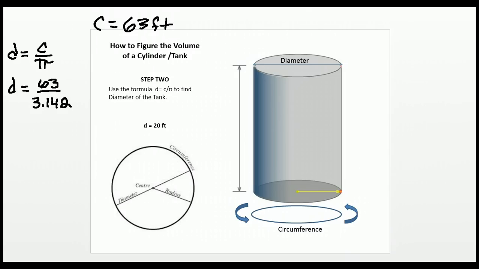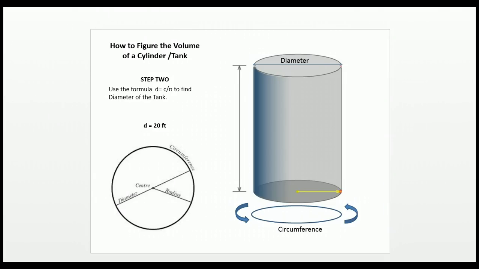Okay, now it's time for a calculator. So 63 divided by 3.142 is equal to 20.05. So D, or the diameter, is equal to 20 feet. We'll drop that 0.05. So the diameter is equal to 20 feet. Okay. All right. We got the diameter.